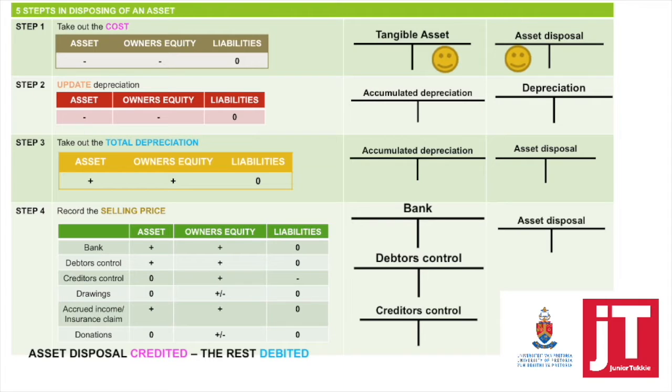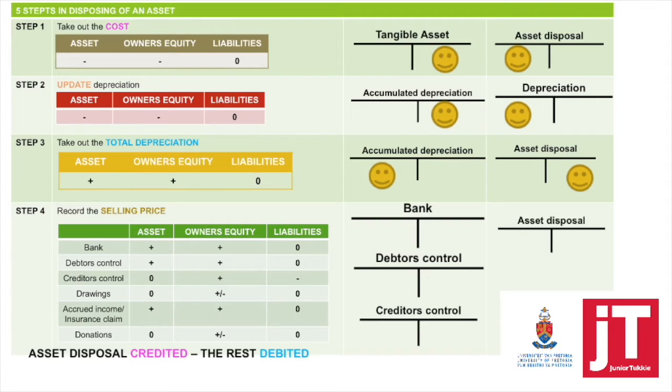Step number 2, update your depreciation. Accumulated depreciation is credited and the depreciation account is debited. Assets minus, owner's equity minus. The third step, take out the total accumulated depreciation. And when I say the total, it means the balance in the beginning plus the updated depreciation. It means accumulated depreciation is debited, asset disposal is credited, and that's why your assets plus, owner's equity plus.